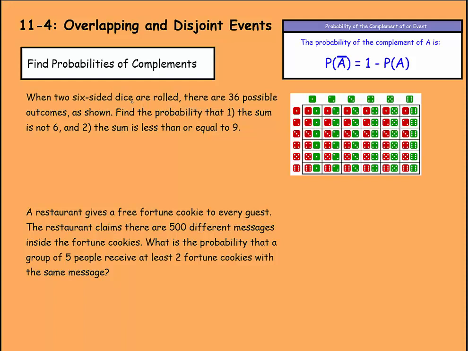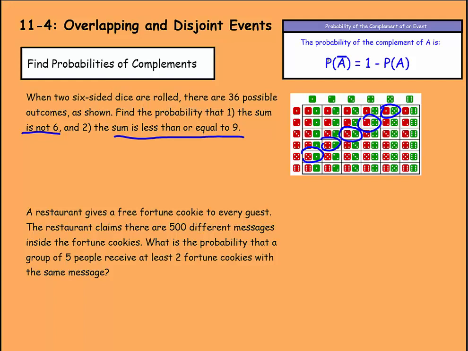When two 6-sided dice are rolled, there are 36 possible outcomes as shown. Find the probability that the sum is not 6 and the sum is less than or equal to 9. It looks like we're looking for the complement of 6 in that case. So first we're going to look for how many times we can roll a 6. Well, I see 1, 2, 3, 4, 5 out of 36.